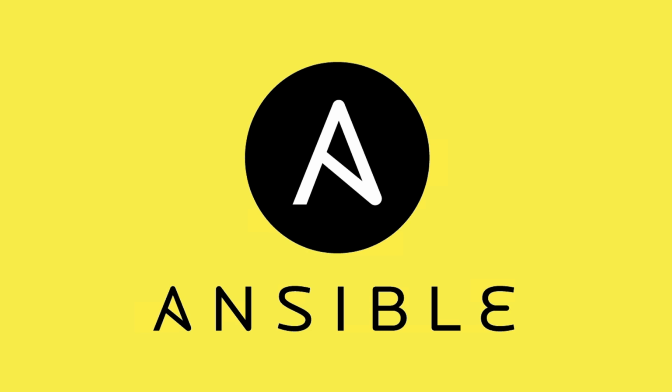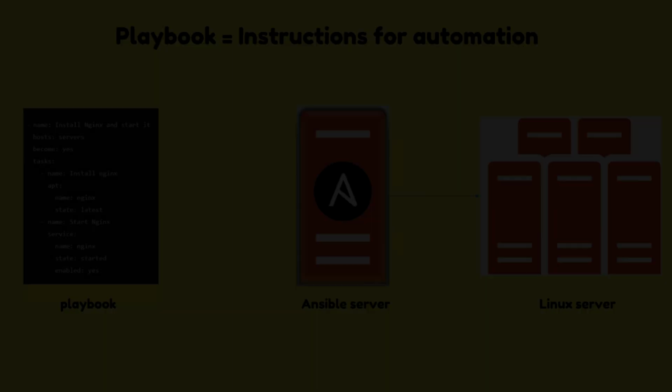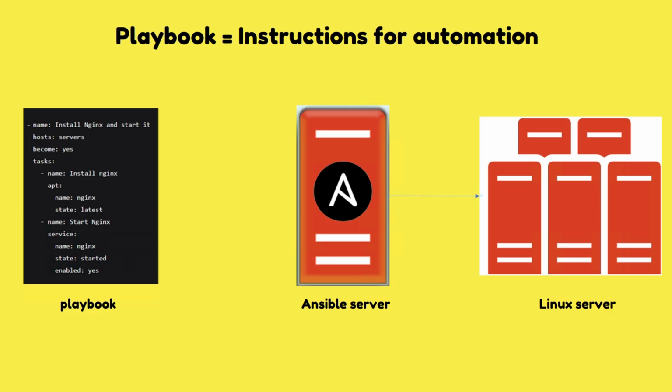Hey everyone, in this video I'll quickly break down what an Ansible playbook is, how it works, and why it's essential for Ansible automation. So, what's a playbook? It's a YAML file where you describe what you want to happen on your servers. For example, install packages, copy files from Ansible to a managed host, or restart services, something like this.